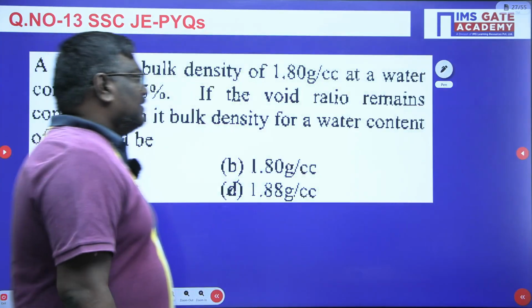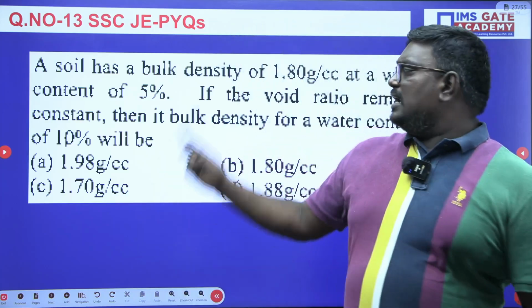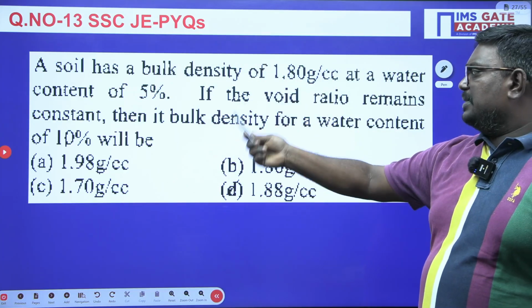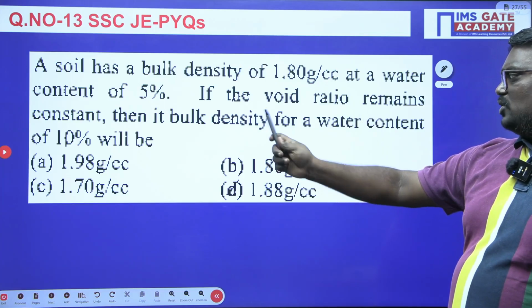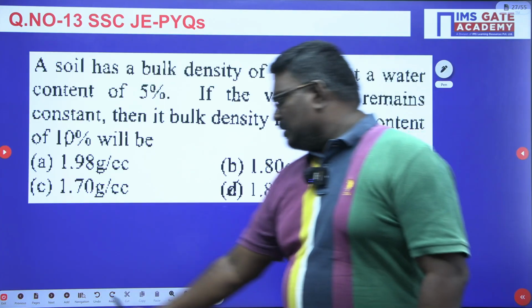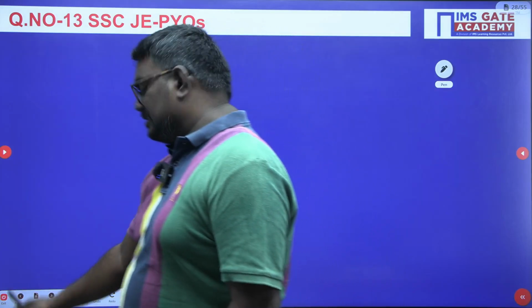Now see, there was another beautiful question, sir. A soil has a bulk density of 1.8 gram per cc at a water content of 5%. If the void ratio remains constant, then the bulk density for a water content of 10% will be. Now see, students, what is the bulk density they have given?